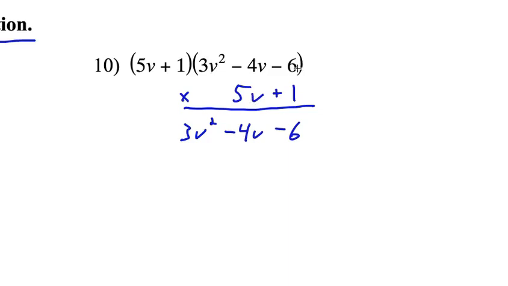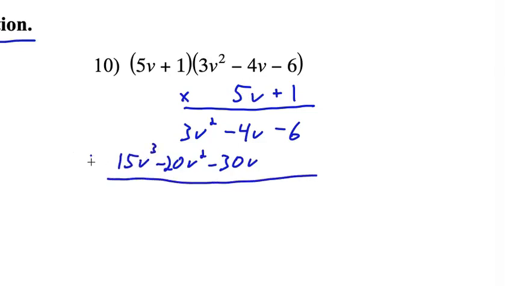So 5v times negative 6. 5v times negative 4v. 5v times 3v squared. Now when I add the two rows, I'm just combining like terms. So we have 15v cubed minus 17v squared minus 34v minus 6.